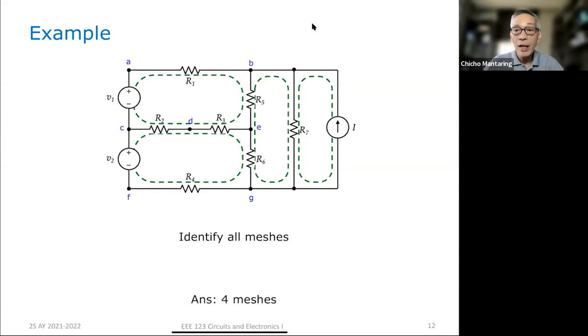I read this in a book, no? If your circuit is planar, ang ibig sabihin ng planar circuit, you can draw it on a flat piece of paper without your wires crossing each other. So that's a planar circuit. If your circuit is planar, the number of meshes is equal to the number of quote unquote window panes. So if you think about this as a window, these are the individual window panes. So ilan yung mesh mo? The number of window panes. So those are your meshes.